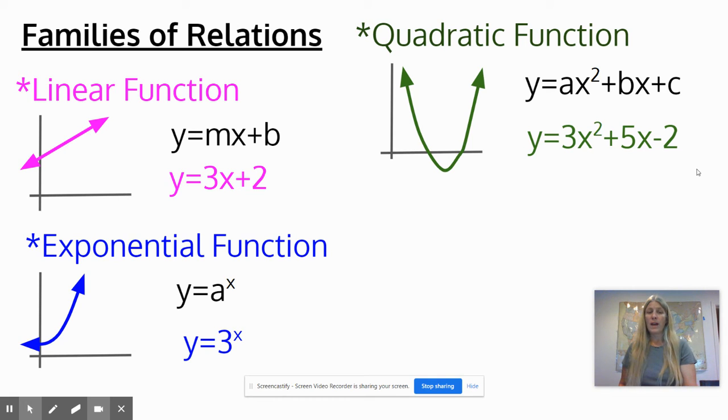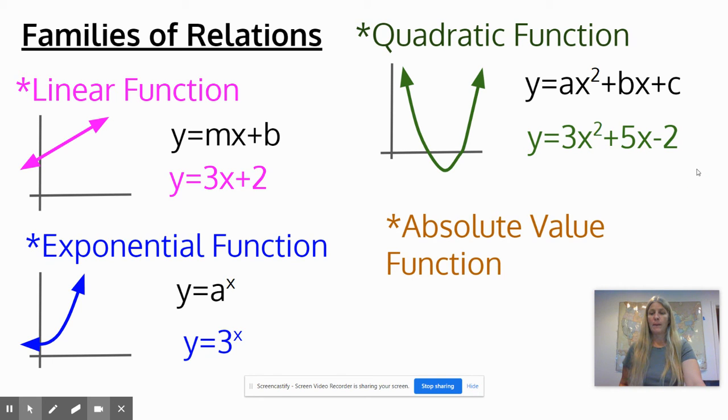So for a quadratic function, our highest power of x is x squared. Notice for our linear function, our highest power of x is a plain x. And for our exponential function, our x is in our power position.